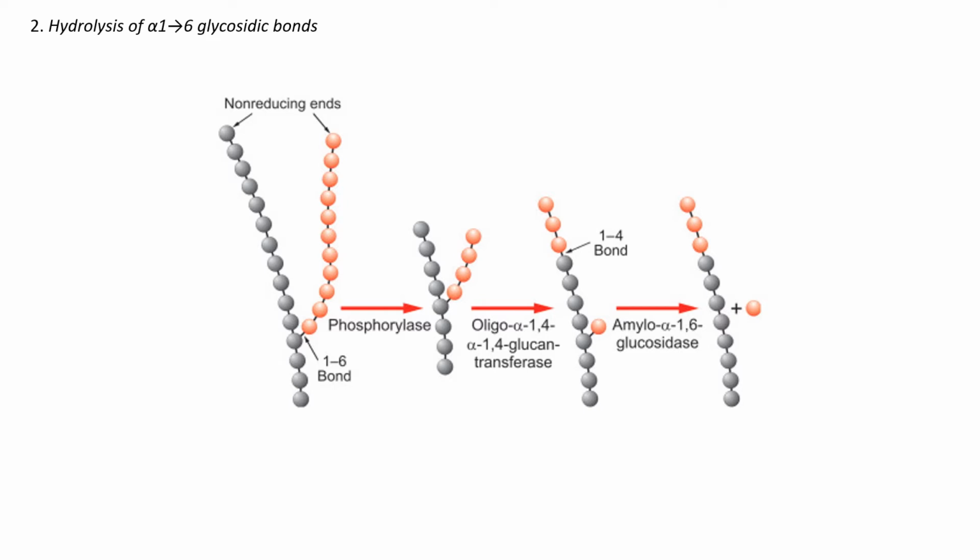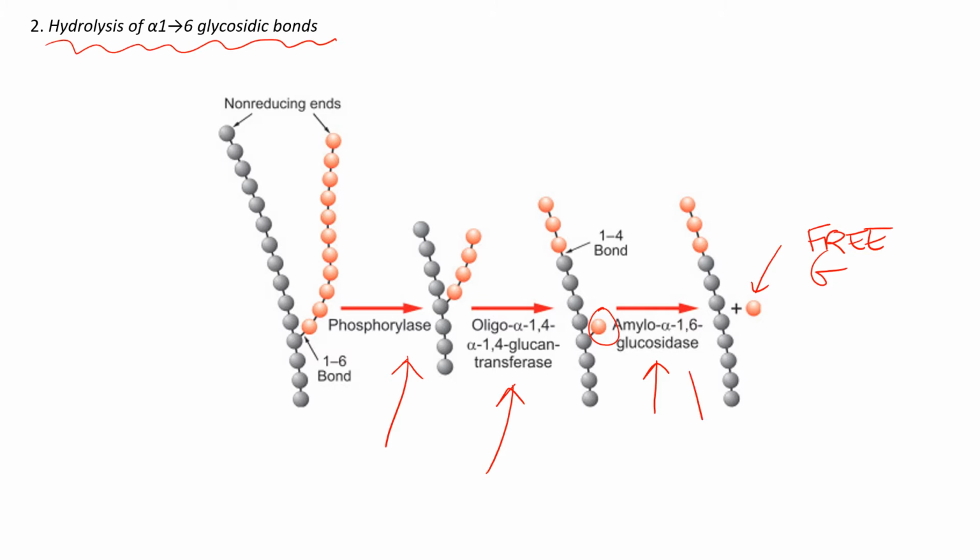Then what? Now we have the second one, which is hydrolysis of the alpha-1,6 glycosidic bond. This is catalyzed by alpha-1,6 glucosidase or debranching enzyme, which releases free glucose. In conclusion, the concerted action of phosphorylase, gluco-alpha-1,4 glucan transferase, and also alpha-1,6 glucosidase releases glucose 1P and some free glucose molecules.